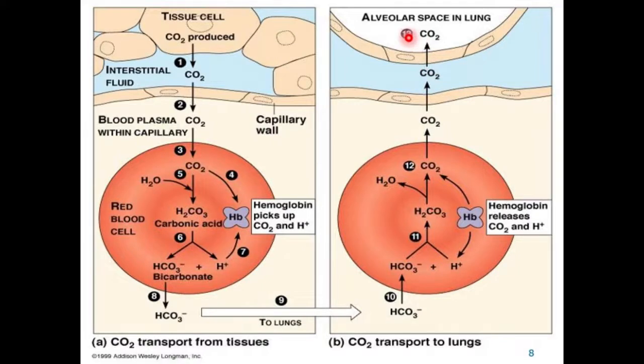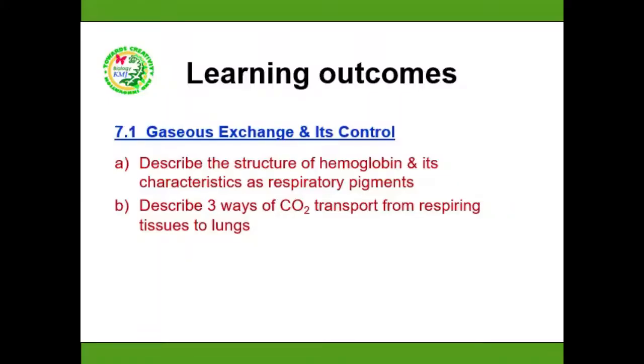And this carbon dioxide will be taken out of our body during exhalation, and that's why when we exhale or breathe out, it releases carbon dioxide and water vapor. I hope you can describe the structure of hemoglobin and its characteristics as a respiratory pigment, and also describe the three ways of how carbon dioxide is transported from tissues to the lungs.